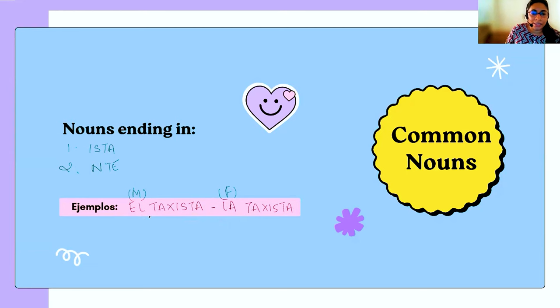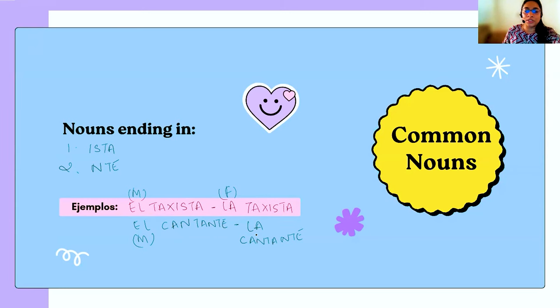Okay, let's look at N-T-E. Example for N-T-E, el cantante, which means singer, the singer. Here I'm talking about a male singer. What if I'm talking about a female singer? Very simple. La cantante. So this is the only rule that you have to follow here. You just have to know whom you're referring to. If it's a male, you'll use el. If it's a female, you will use la.